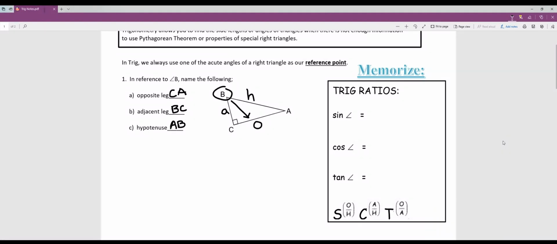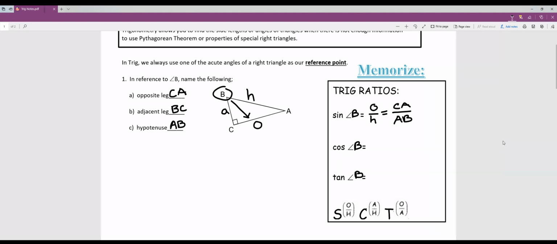So let's write what these ratios are, and we're still talking about angle B. So starting with sine. Sine, again, is opposite over hypotenuse. Okay, and my opposite side in triangle ABC was CA, and my hypotenuse was AB. So here is the sine of angle B, my first trig ratio, opposite over hypotenuse.